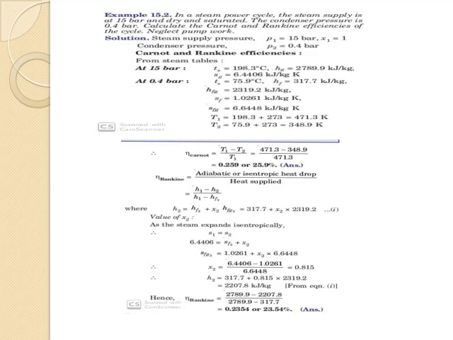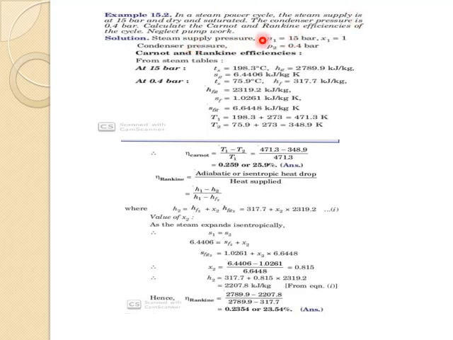In last class, we had solved a problem on Rankine cycle, and there are some more problems which we need to solve in order to be perfect in Rankine cycle. The next problem is like this: in a steam power cycle, the steam supply is at 15 bar and dry and saturated. The condenser pressure is 0.4 bar.